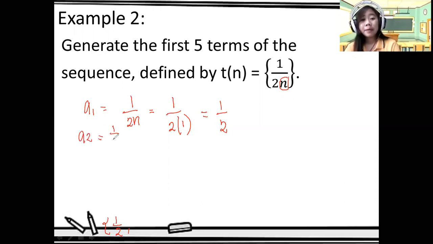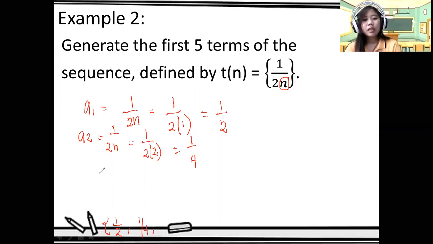We still put the equation, 1 over 2n, is equal to 1 over 2 times 2, because the term that we are looking for is the second term. That is why we put 2 there. We substitute 2 to n. So 1 over 2 times 2 is equal to 1 over 4. So now the value of a sub 2 is equal to 1/4. Sorry guys if it is not visible.